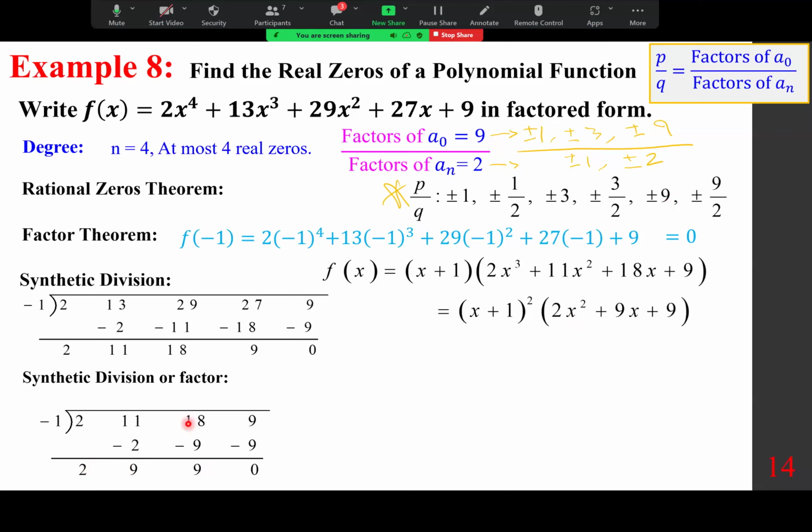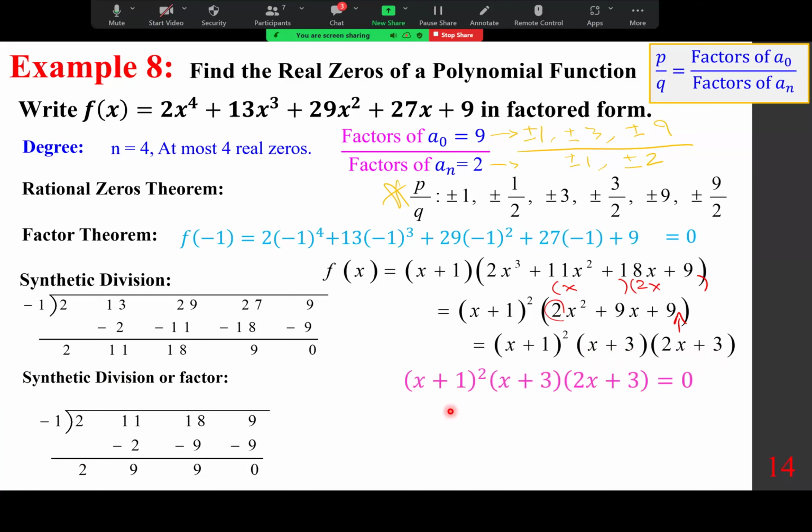So this is not too bad, again, because 2 is a prime number, so you have to go with x and 2x, and 9 is easy. It's either 1 and 9 or 3 and 3. And so it ends up being (x plus 3)(2x plus 3). And so if you set this one equal to 0, that means x equals -1. Of course, it's a double root, which means it repeats. x equals -3 and x equals -3/2. All of them are here, okay?